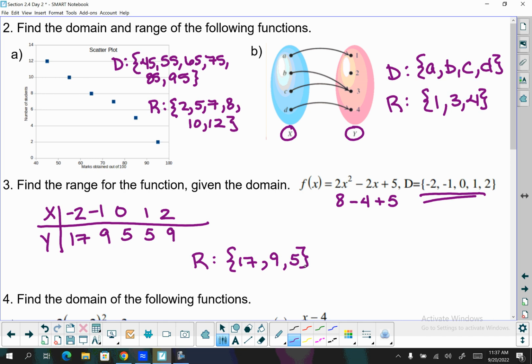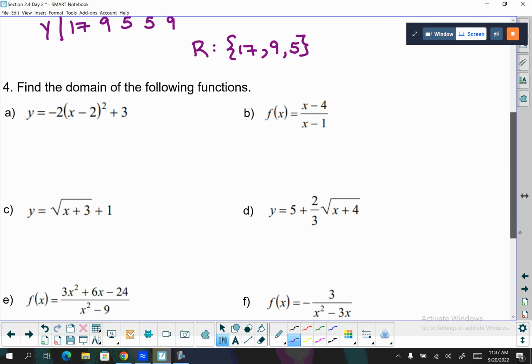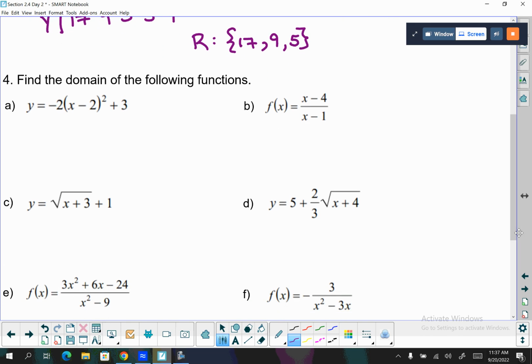All right, last thing we have to talk about today is, let's say you don't have the graph or a table or a correspondence diagram and you have to find the domain from a function. Now notice these are only domain. Range is a much harder question when you have a function, and we'll talk about that at the very end of this chapter. So all of these are just domain questions. When you talk about domain, we're talking about what is x allowed to be.